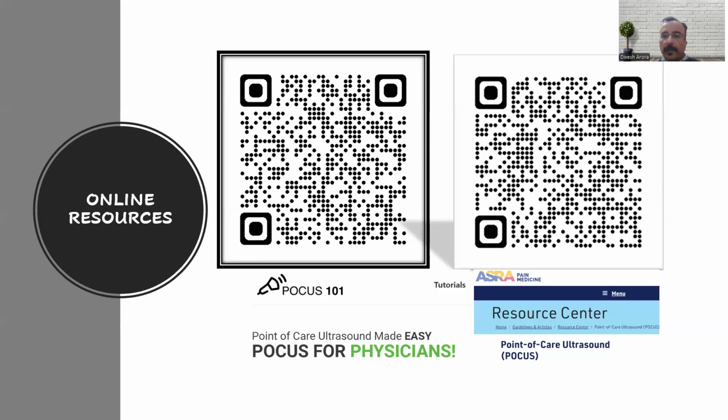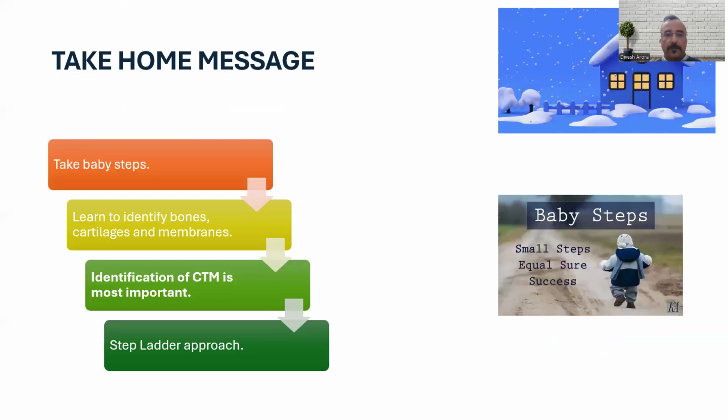Whatever I've said, the online resources are from POCUS 101 as well as ASRA, the American Society of Regional Anesthesia and Pain Medicine. You can visit and scan this code where they have written articles on almost each and every POCUS modality. Some of the figures which you have seen are actually from these sites.